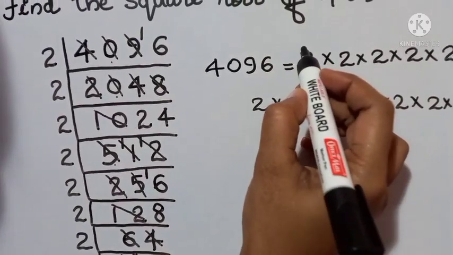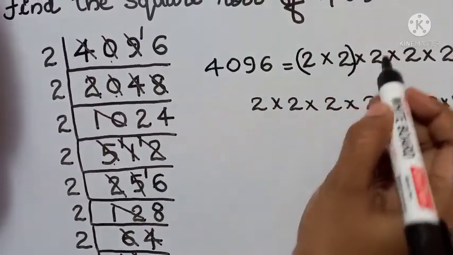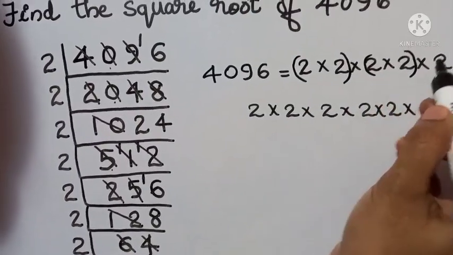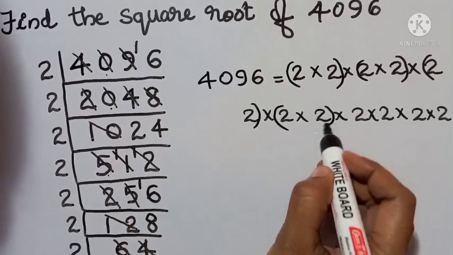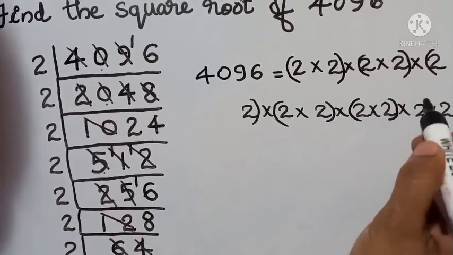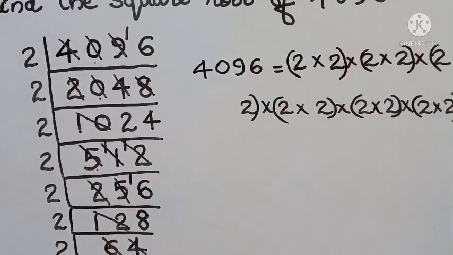Then we have to make these as pairs. One pair. This is the second pair of 2. This is the third pair. This is the fourth one. This is the fifth pair. And this is the sixth pair.